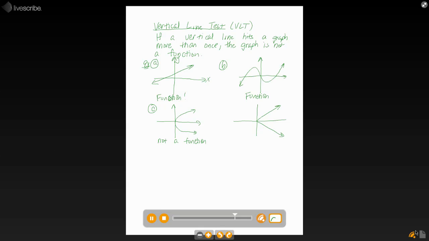What do you think? Not a function, because a vertical line would hit it more than once, right? It would hit it at 2 points in this case. If any vertical line would hit it more than once, then that's not a function. Here's a vertical line. It's hit in more than one spot. Not a function. Everybody kind of see how the vertical line test is good for a quick check on a function if you've got the graph? All right.